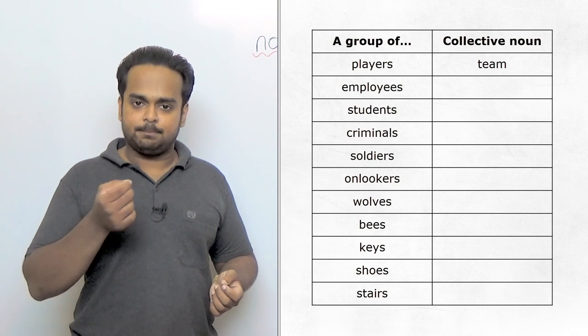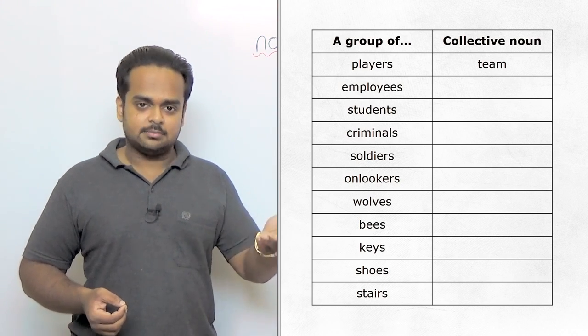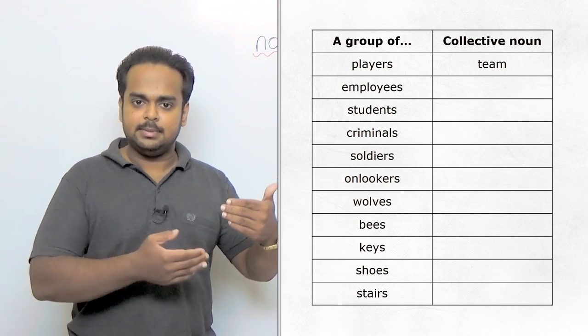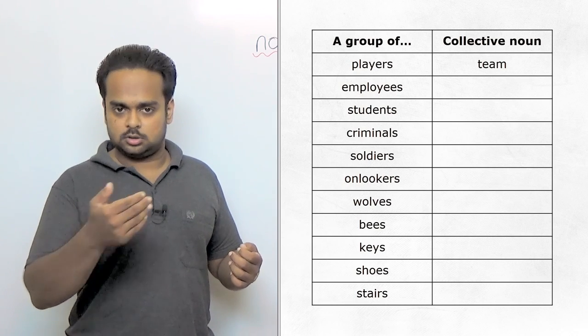A group of players is called a team. A team is a collective noun and it means a group of players, or it could even mean a group of workers in a company.